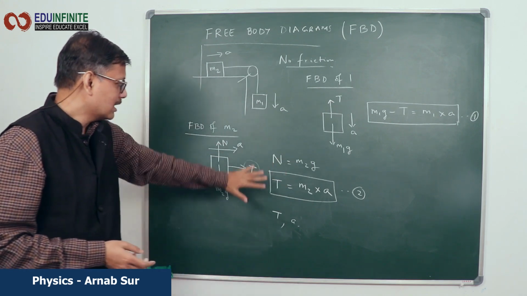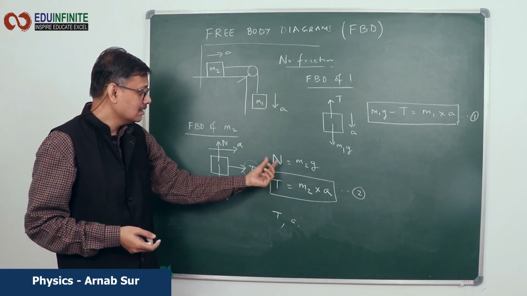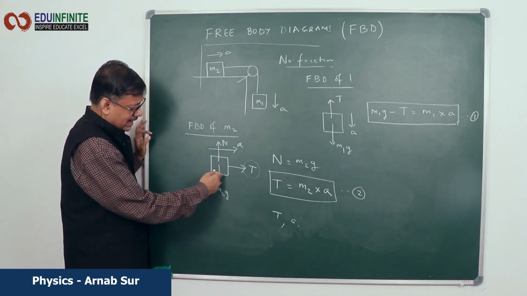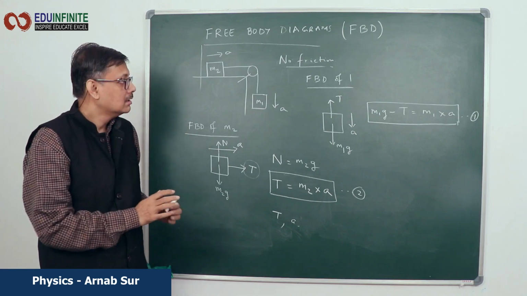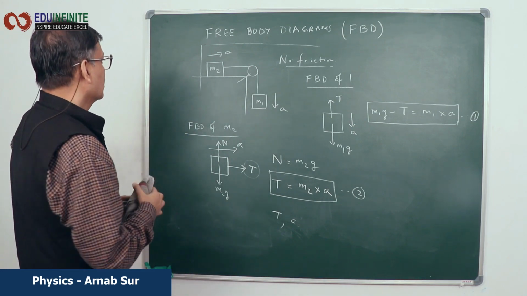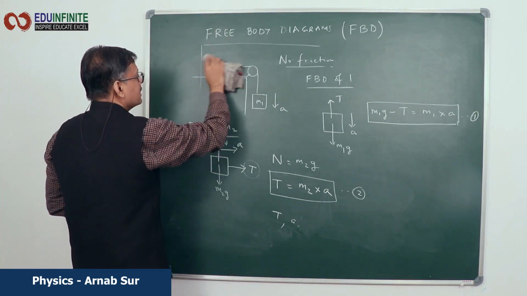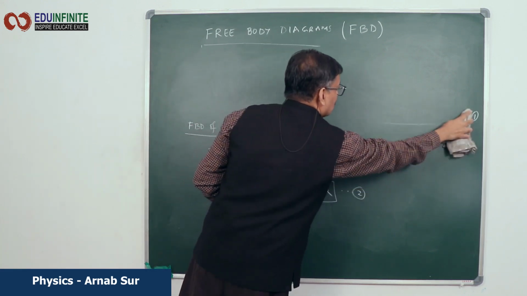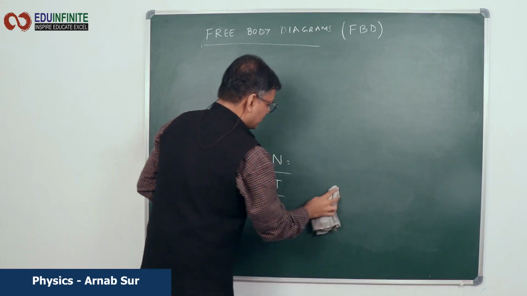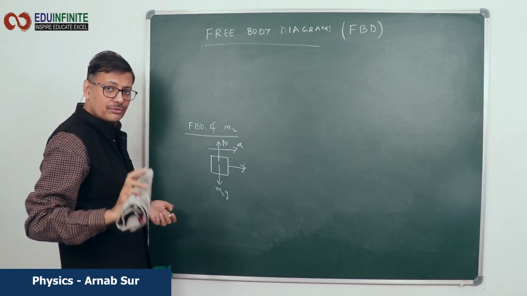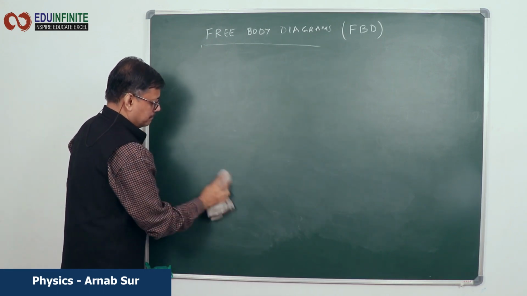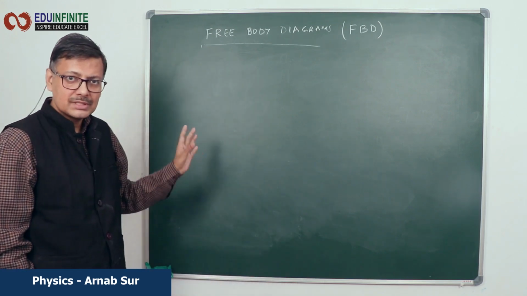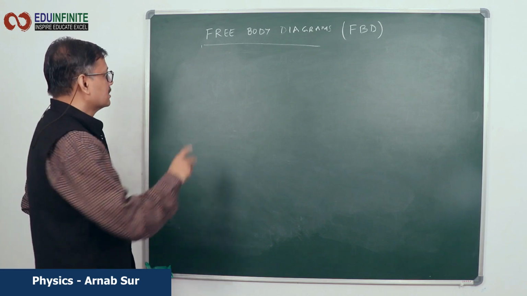You can just make a note. If there is friction, then you will find that an additional force, the frictional force, which will act towards the left, will come into the picture. Okay, we can move on to another case. For all these problems, we are assuming that there is no friction present. If there is friction, then one additional force, which is the frictional force, will come into the picture.